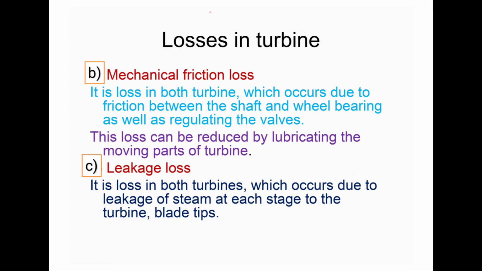Leakage loss is another important loss. Where we are using the steam turbine, in between the joints or in between the valves and the seating place, there will be some leakages which lead to reduced steam turbine efficiency. This comes under the leakage loss category. It is a loss in both turbines which occurs due to leakage of steam at each stage to the turbine blade tips.